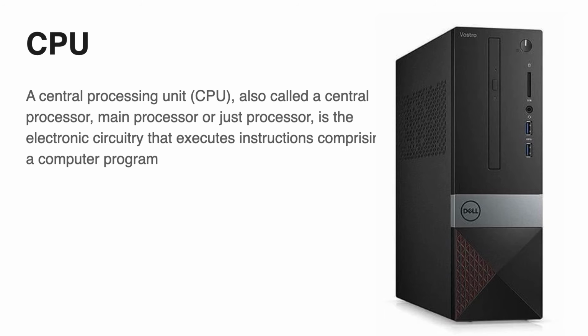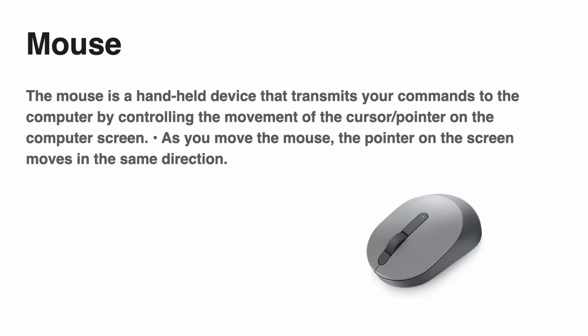Now let's look at a very important part of the entire computer. It is called the mouse. The mouse is a handheld device that transmits your command to the computer by controlling the movement of the cursor or the pointer. As you can see, there is a particular arrow on your screen, right? That is actually a cursor, or you can say a pointer on the screen. As you move the mouse, the pointer on the screen also moves in the same direction.